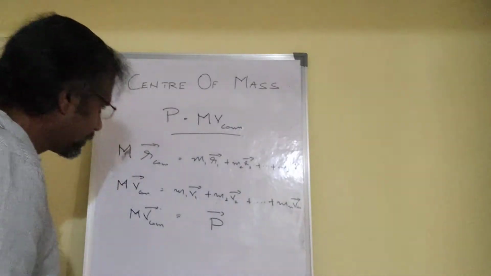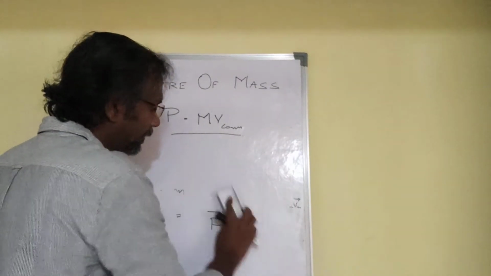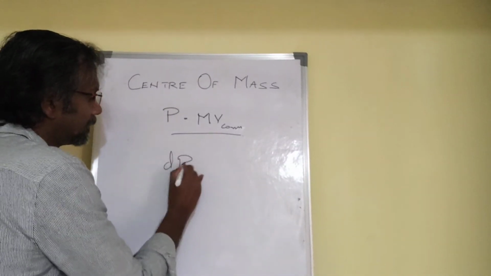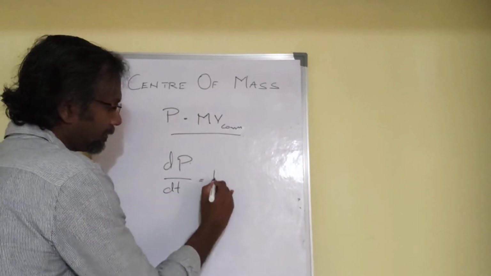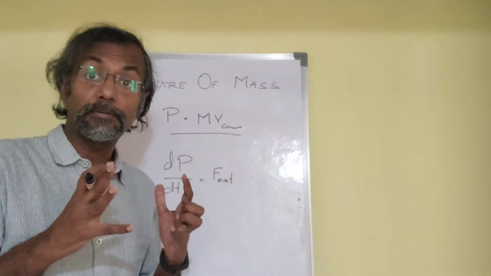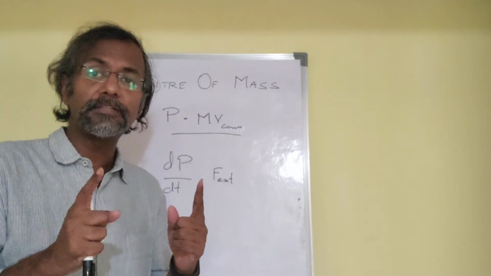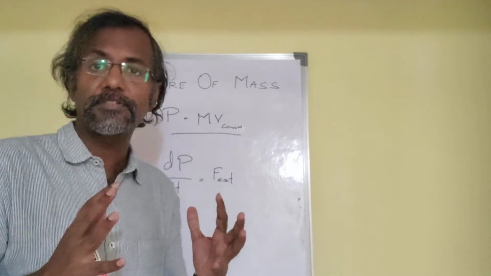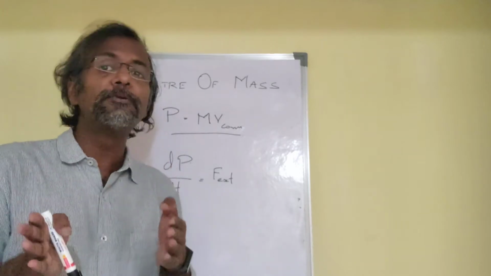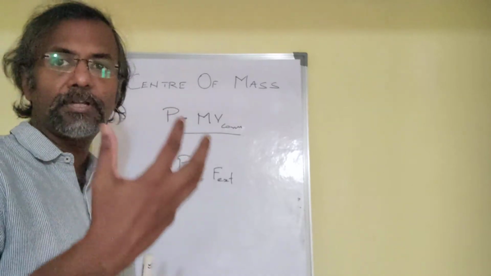In fact, from this we can apply all Newton's equations. We therefore have dP by dt equal to F external, isn't it? So when the external force is zero, the total momentum of the system of particles is conserved. The important thing is that the internal forces can go on, but internal forces cancel out. Therefore, a change of momentum happens only when there is an external force.